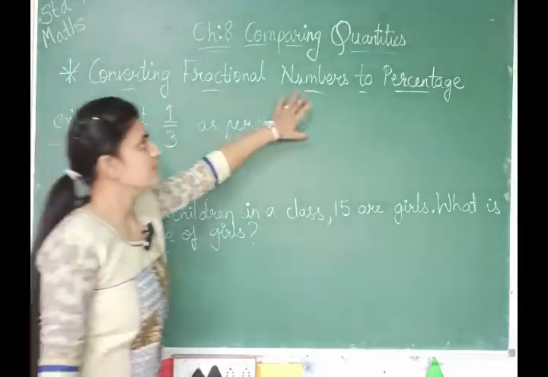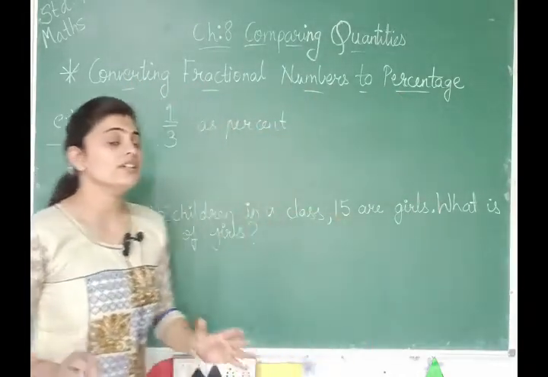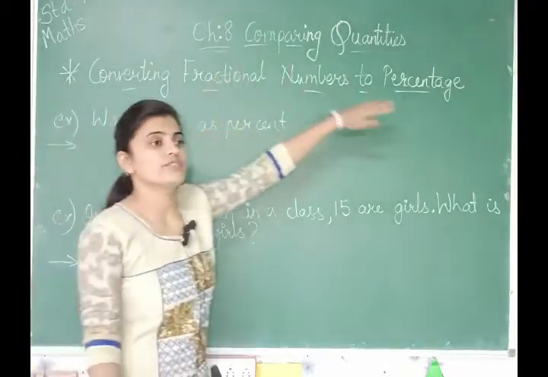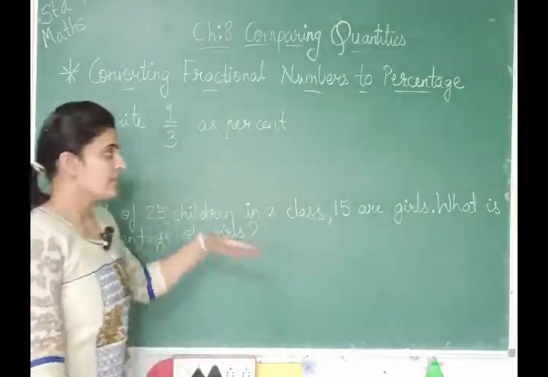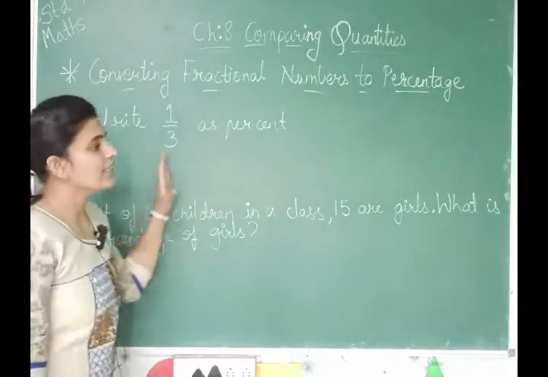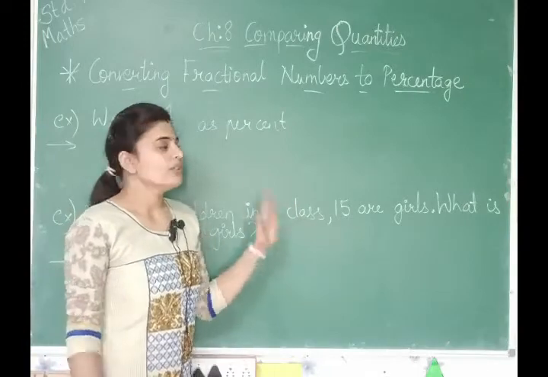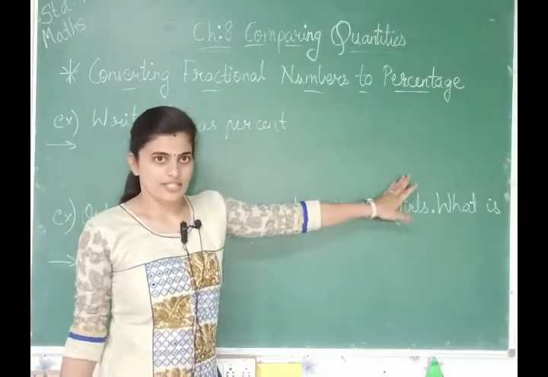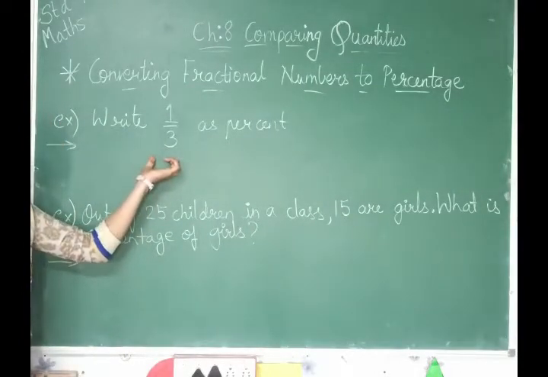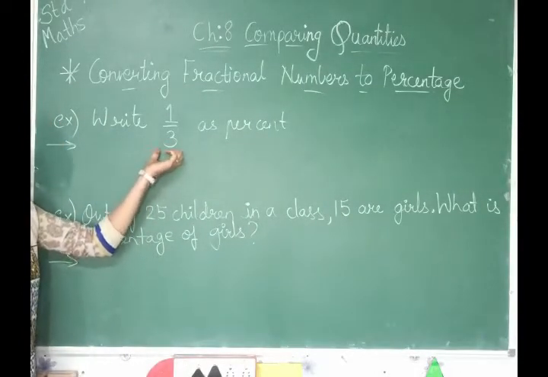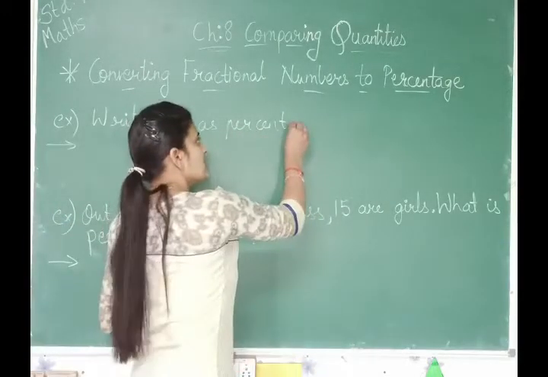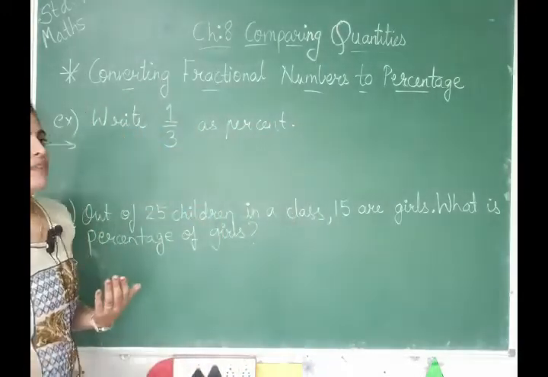Converting fractional numbers to percentage. Now in the question you will be given fractional numbers and you have to convert them into percentage. We have seen this in the example about the beads, that out of 20, 8 were red, and we converted that into percentage, which was 40%. In the same way, here the fraction is already given. The sum is: write 1 by 3 as a percent. 1 by 3 is in fraction form; convert it into percentage.